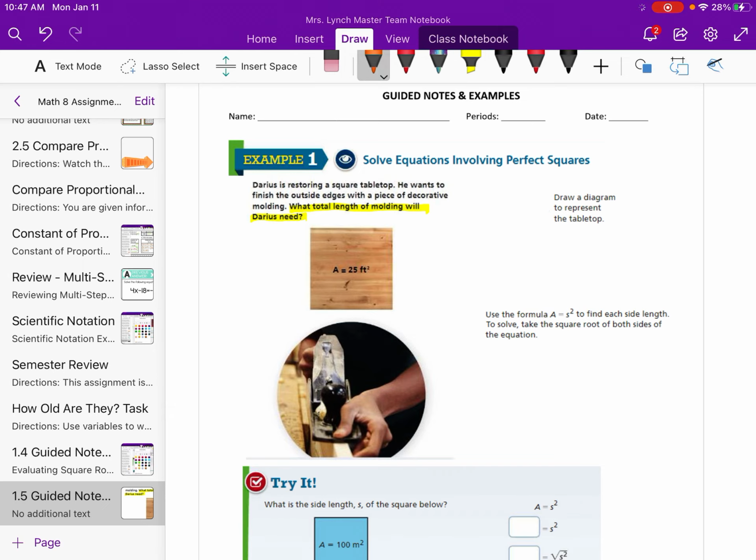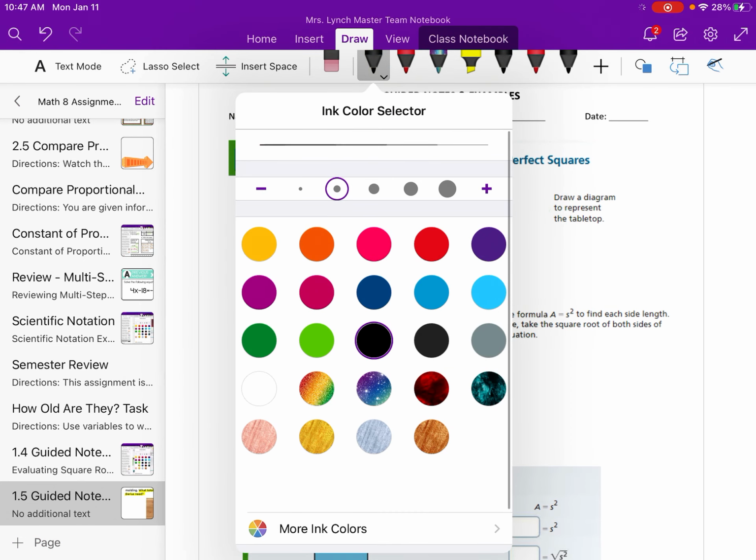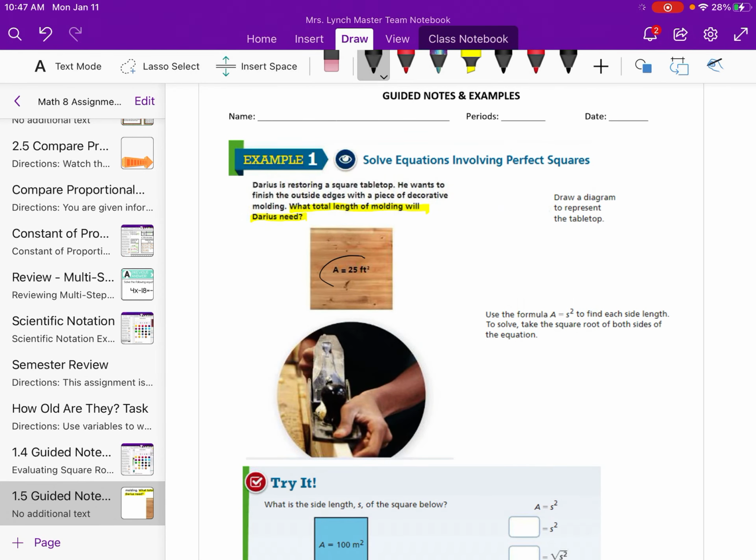And it already tells us a very important piece of information. The picture shows us that the area of that square is 25 feet squared. Remember, area is length times width. So we'll draw just a small little diagram. It's kind of already done for us, but just so you can see what we're talking about. So here we have our square. Area equals 25 feet squared.